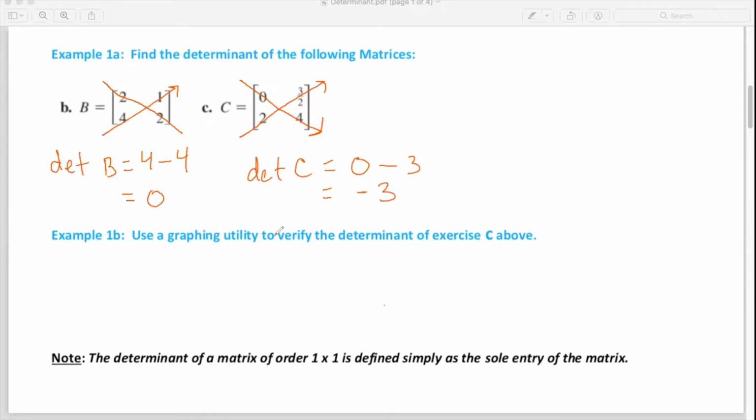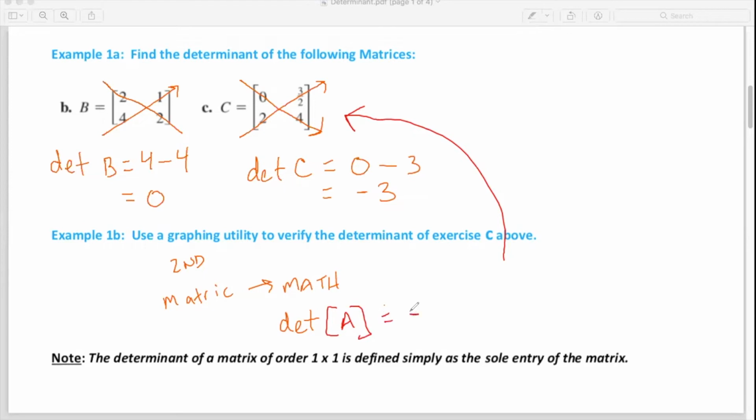Now, you can use a graphing utility on your calculator. We work with TI-84s primarily, and you'll find it under second matrix, you go over to math, and the first application should be DET, which is the determinant. So, for example, if you were to take the one that we just solved here and enter it into matrix A and do determinant of A, you will find that you get -3.